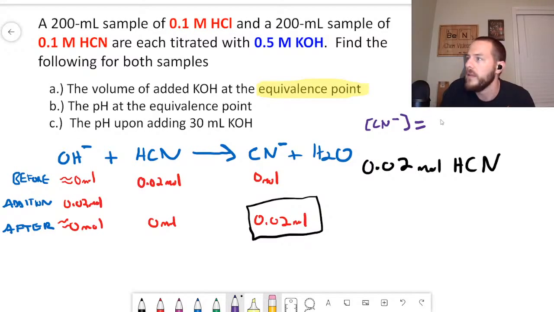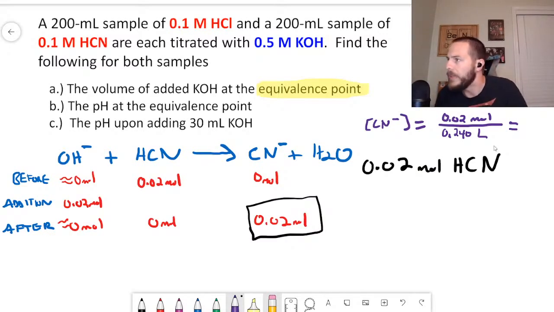So we have 0.02 moles of cyanide, and we need to divide that by the total volume, which we just said was 240 milliliters. Again, that's the 200 milliliters that we started with, plus the 40 milliliters of potassium hydroxide required to reach the equivalence point. So 0.02 over 240 milliliters, which is 0.240 liters. So that becomes our concentration.